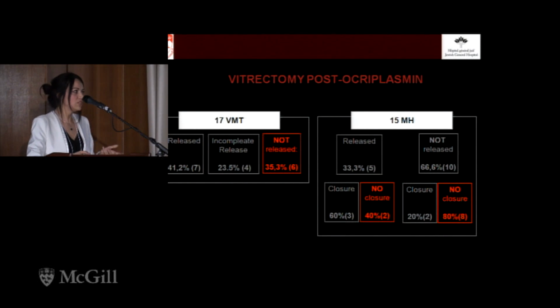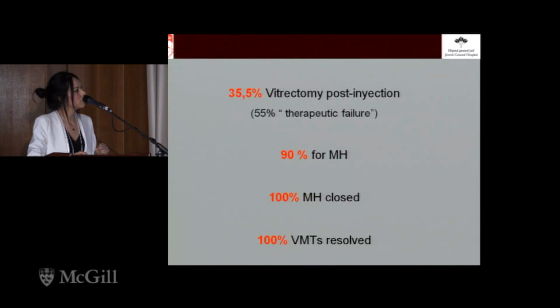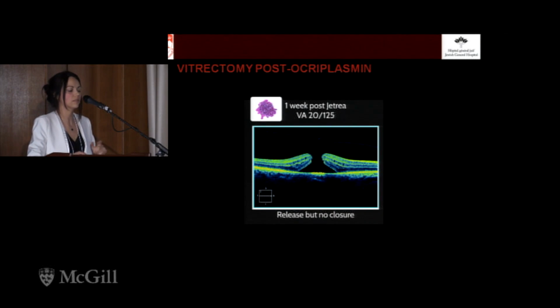Finally, for the patients in whom the medication didn't work in macular holes, it was important to decide to do surgery. So we also have the results post-vitrectomy. 35% of the patients needed vitrectomy post-injection. Most of them were for macular holes, and 100% of the macular holes closed, and also the VMT that we did, the vitrectomy worked.